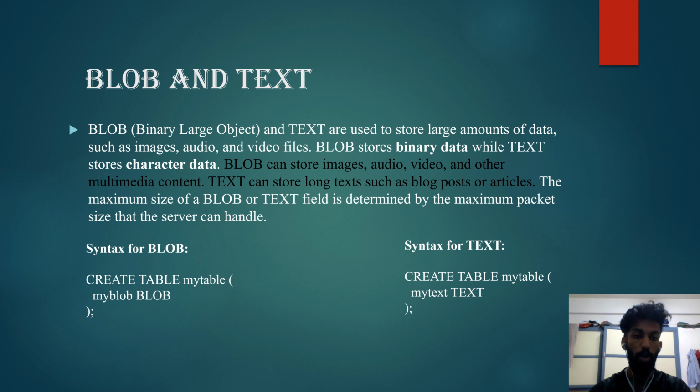Now let's talk about BLOB and TEXT. BLOB, binary large object, and TEXT are used to store large amounts of data such as images, audio, and video files. BLOB uses binary data values, while TEXT stores character data. BLOB can store image, audio, video, and other multimedia content.